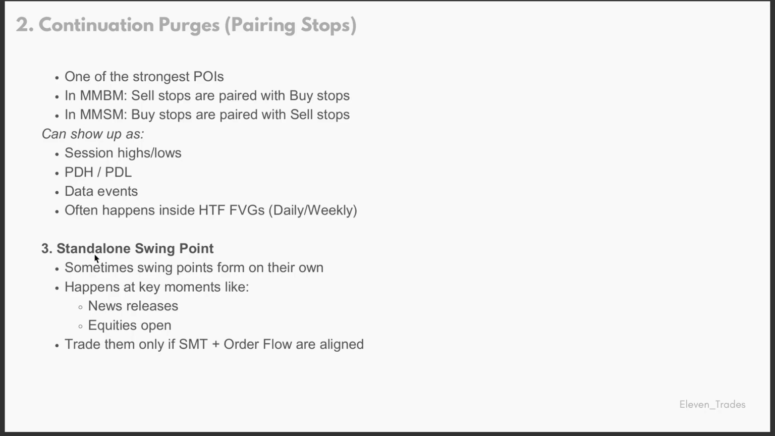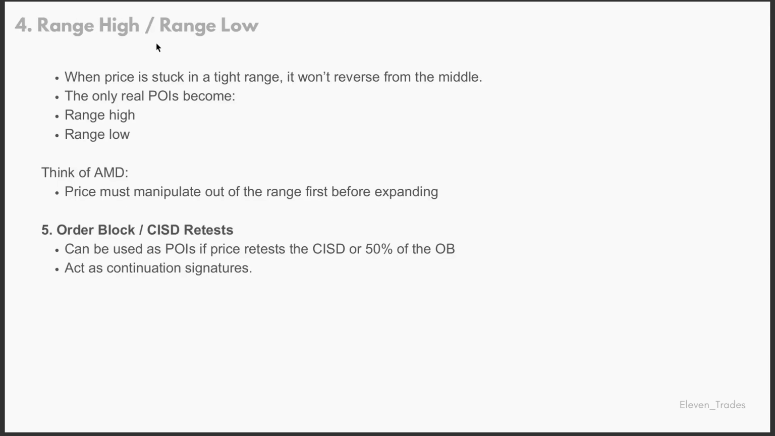Now the third one is the standalone swing point, which I don't recommend to you guys. This is when a swing point forms without any PDRA, but it can happen in a moment like news events or equities open. The fourth point of interest is the range high to range low, or range low to range high. When the price is stuck in a tight range, it won't reverse from the middle.